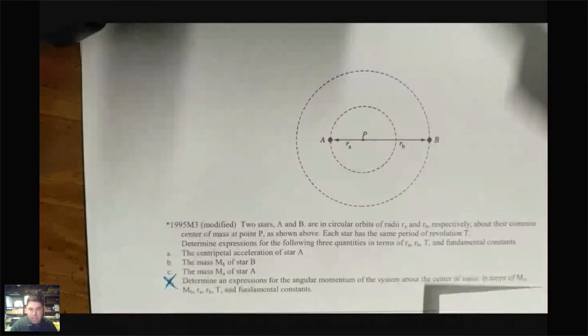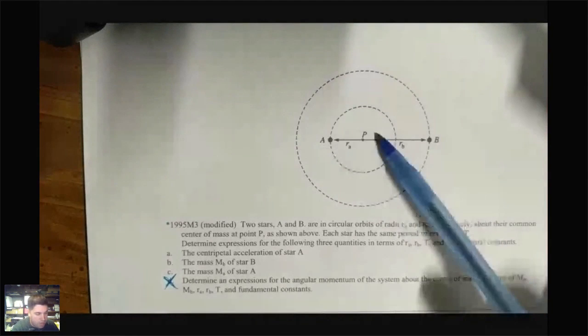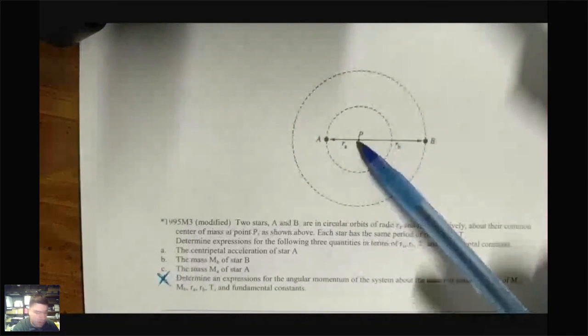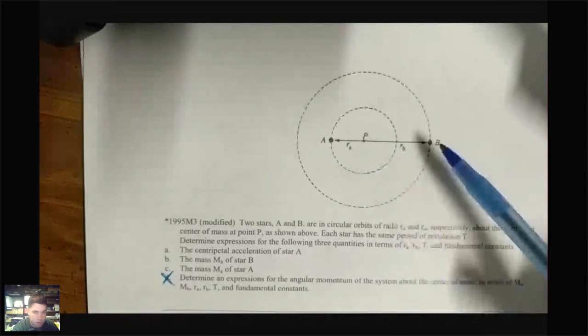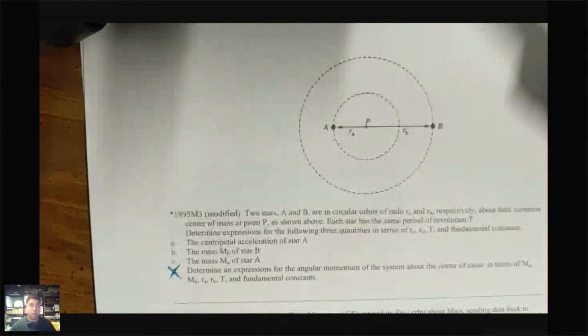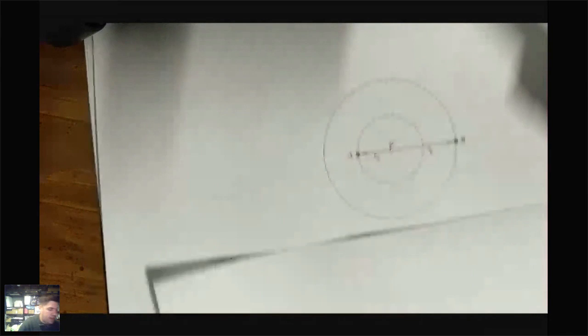So really, we have an A, B, and C. We want to find the acceleration of star A, where you have two stars, A and B, orbiting about a fixed center of mass. Okay, so you can imagine that there's a really heavy thing right here. Radius A, radius B, and we want to figure out expressions for these in terms of RA, RB, T, and some known constants, capital G being the big one, I'm going to guess.